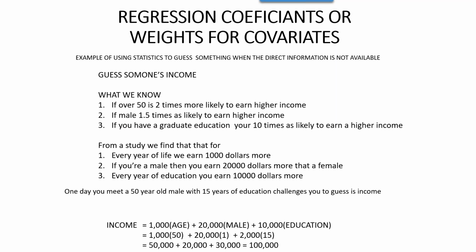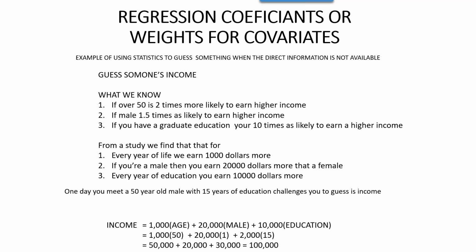Then we're going to calculate this theoretical score for you. And here I give an example of what that might look like if you were trying to guess income. It's the same idea as this. If I know how old you are, and I know you're a male, and I know your education level, then I can guess what your income is.